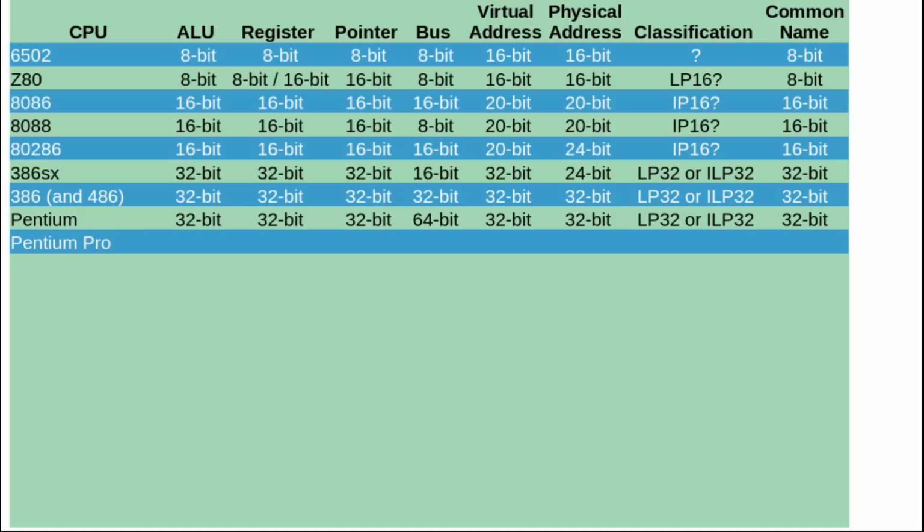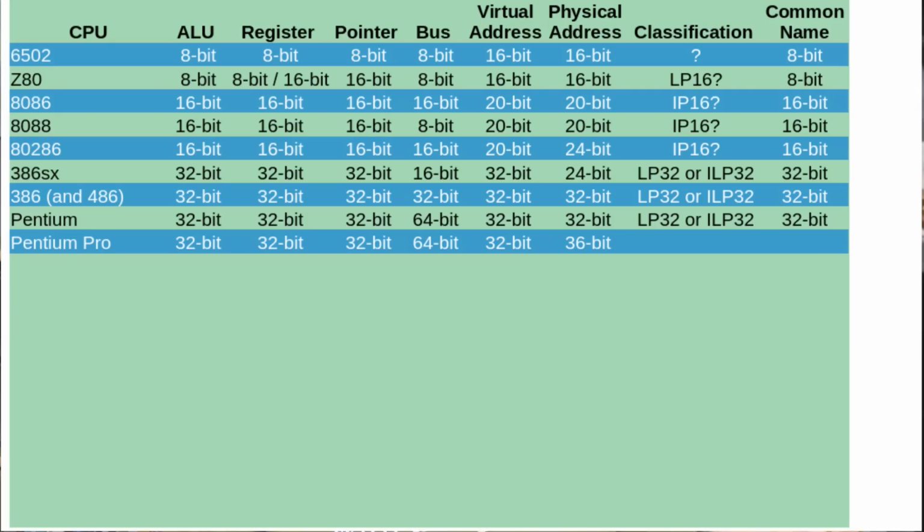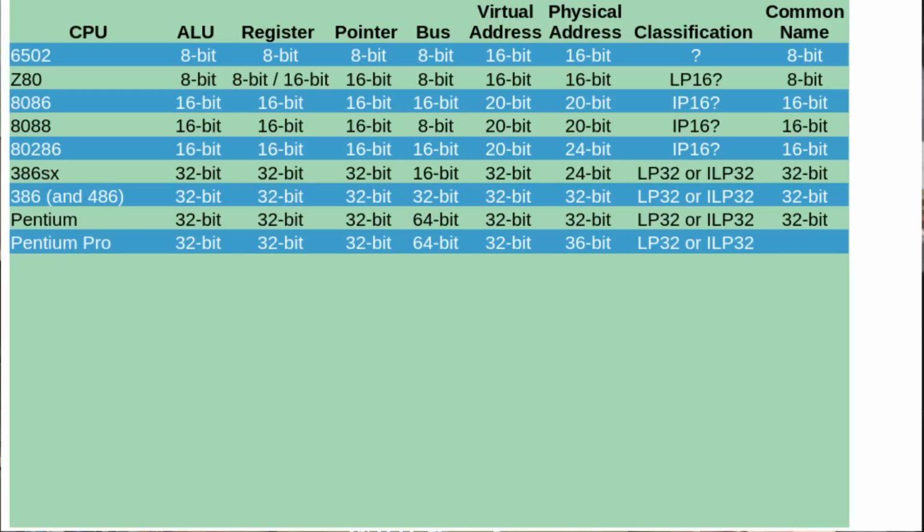The Pentium Pro continues right where the Pentium left off. 32-bit ALU, 32-bit registers, 32-bit pointers, 64-bit bus, 32-bit virtual address space, and as I had previously mentioned, a 36-bit physical address space giving access to 64 gigabytes of RAM. It's still LP32 or ILP32, depending on the ABI, 32-bit CPU. Even though it's got a 64-bit bus and a 36-bit physical address space, no one's going to say, well, it's a 36-bit CPU. No, it is a 32-bit CPU.